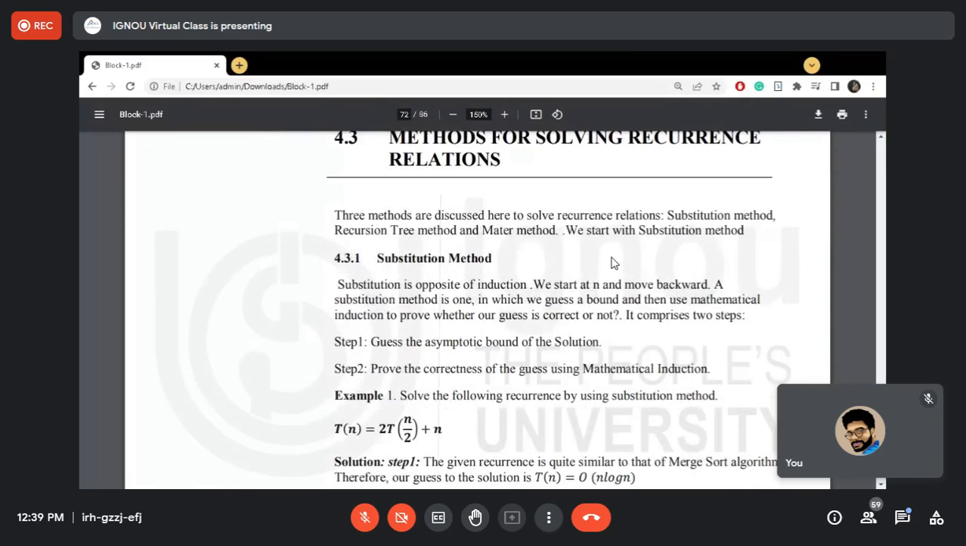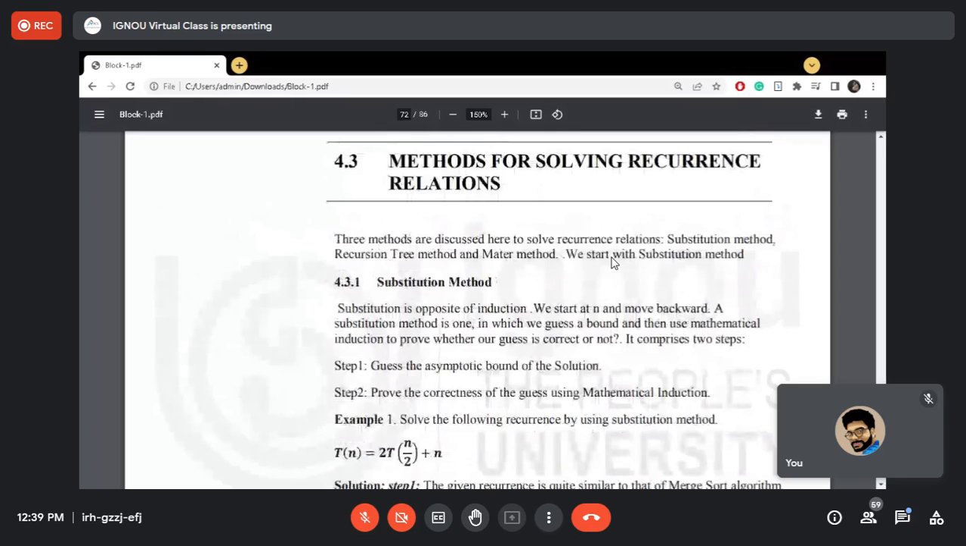So we have methods for solving recurrence relations. There are so many methods. You have three in your book: the substitution method, the recursion tree method and the master method. The master method is just like a pudding. You only have to serve it. Everything is cooked in front of you. Just take it and have it.